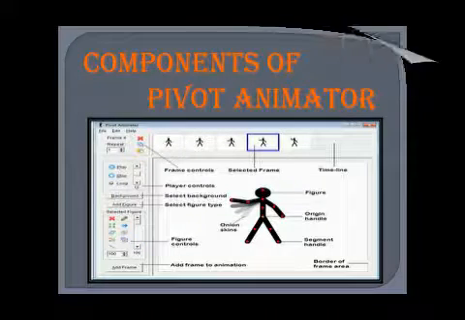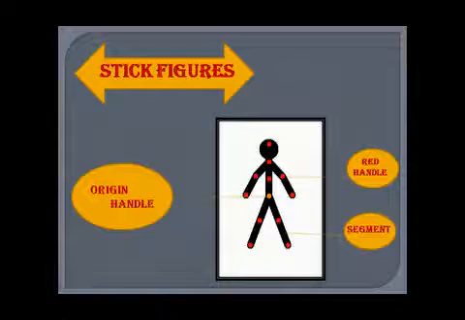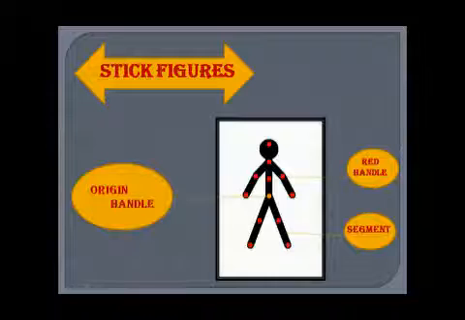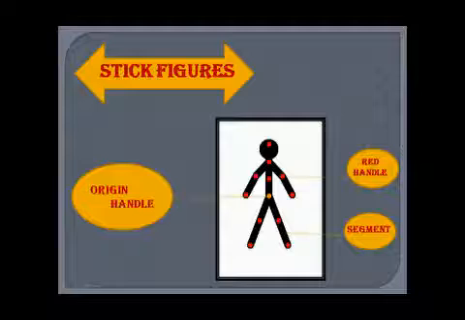Our next topic is stick figures. When you start Pivot Animator, you will be able to see a stick figure on the Pivot Animator window. This stick figure is made of lines and dots. Using these dots, you can adjust the posture and position of the figure. The lines of a stick figure are called segments and the dots are called handles.